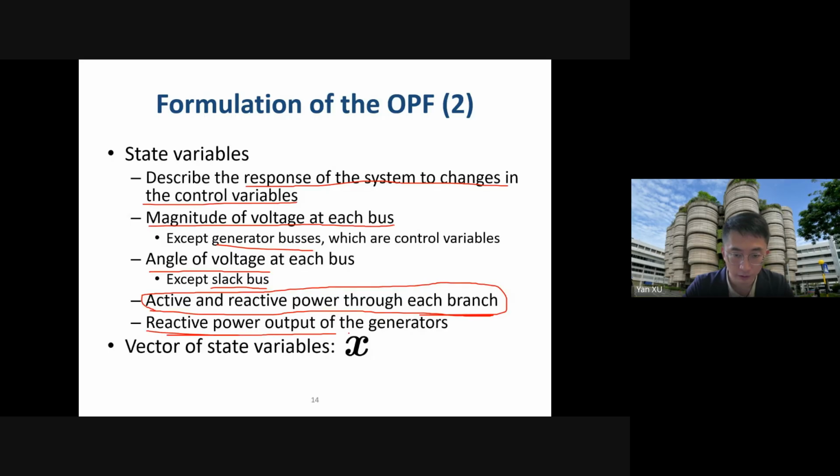And the reactive power output of the generator. Practically we do not directly control the reactive power output of the generator. What we do is change the generator bus voltage setting, so we indirectly change its reactive power output. This is the so-called excitation control, right? And so these state variables are denoted as X.